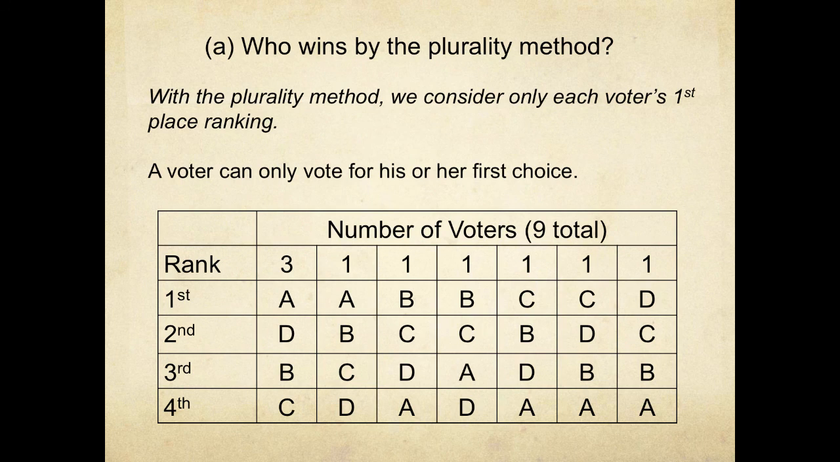So let's go back to plurality again. With the plurality method, all we're doing is looking at the voter's first choice. A voter can only vote for his or her first choice, and so that's all that matters here. And you can see that A gets 4 votes for first place, B gets 2, C gets 2, and D gets 1 in this case. So A would be the winner.